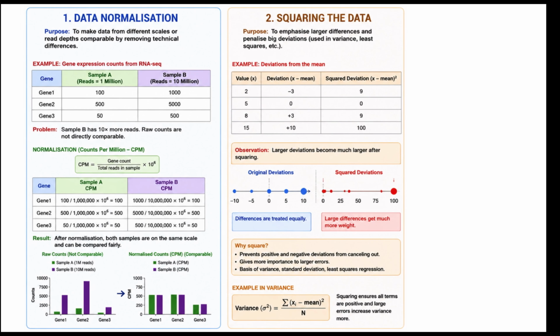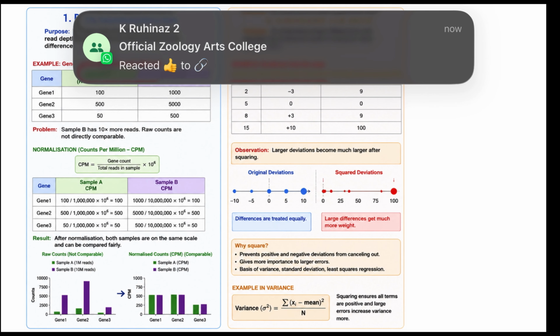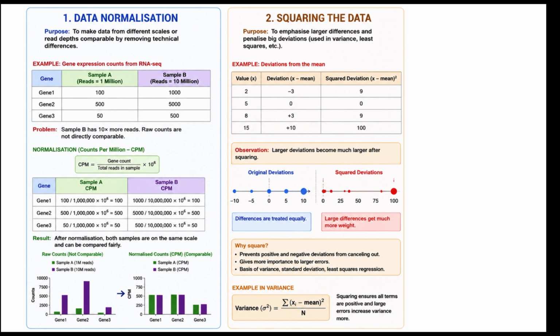Hi everyone, in this video we are going to learn two important concepts which are useful for analysis of data, especially genomic data. There we use these two concepts very much. The first one is data normalization, and the second one is squaring the data. We are going to learn how and why we do data normalization, and also how to square the data and why we do squaring of the data.